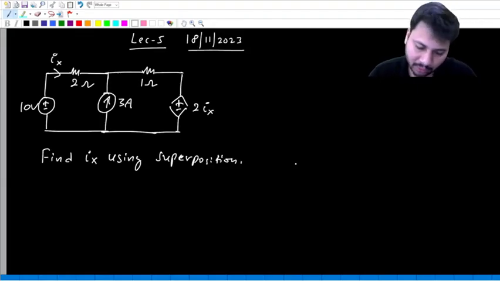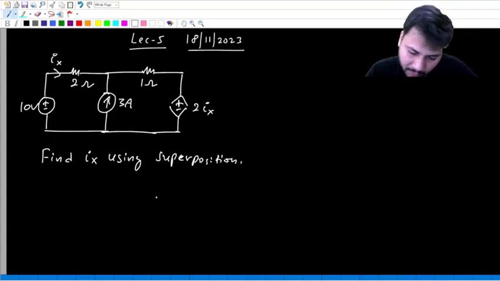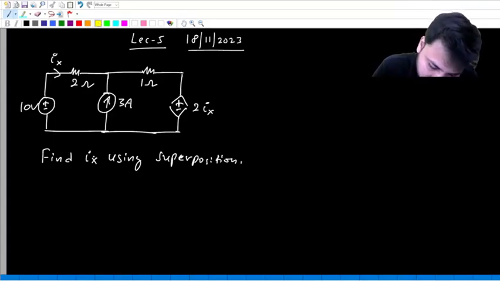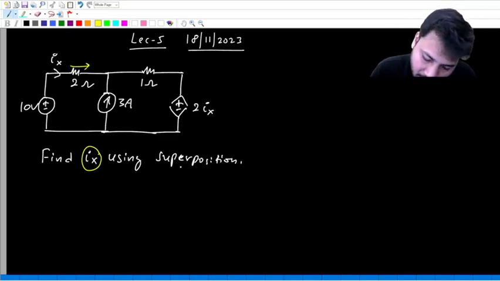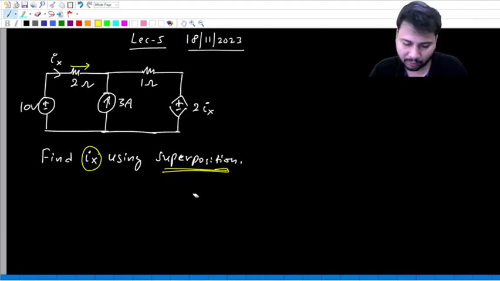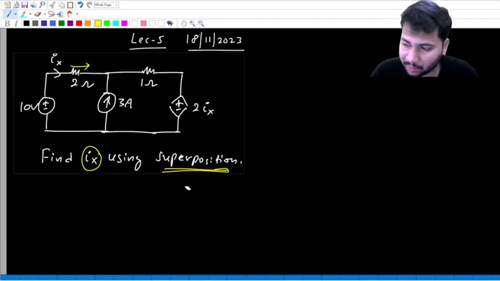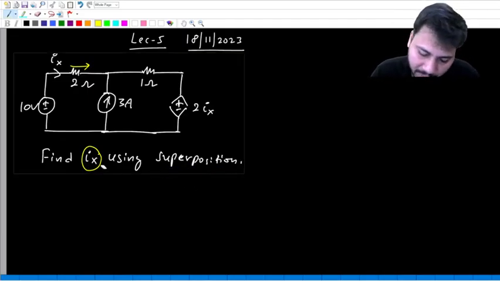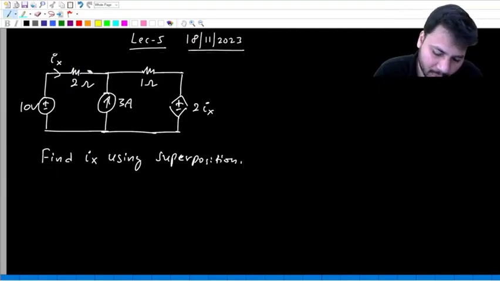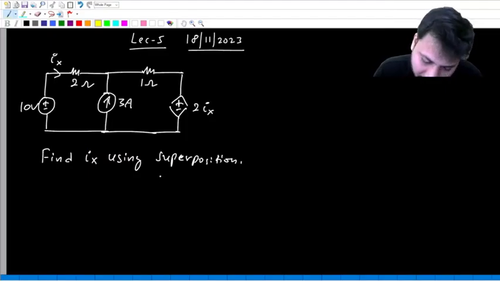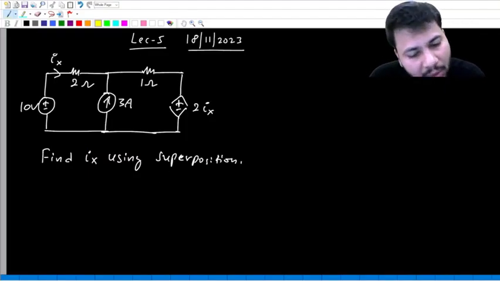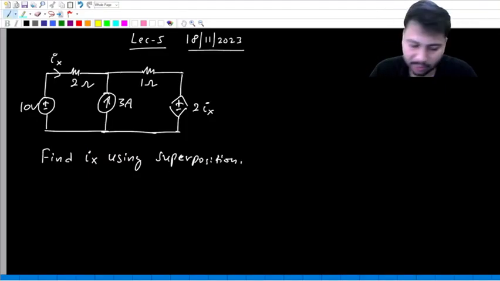So look at this circuit. This is the given circuit, and the question is to find Ix, the current through this 2 ohm resistor, using superposition. The fact of the matter is you can also find Ix without using superposition. Maybe you can directly do mesh analysis. But here the question is to find Ix using superposition.